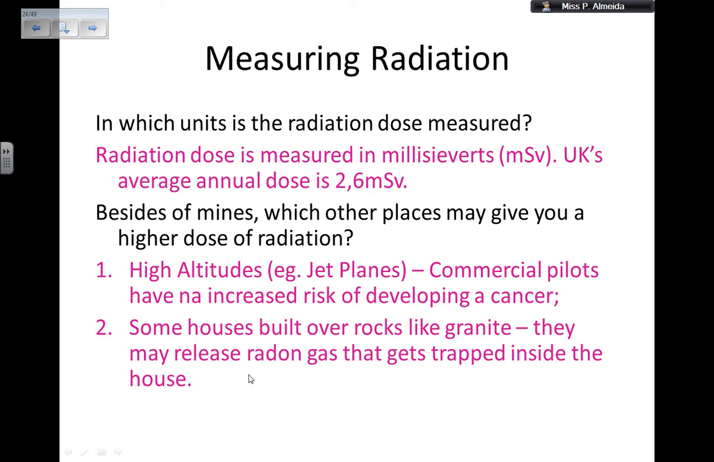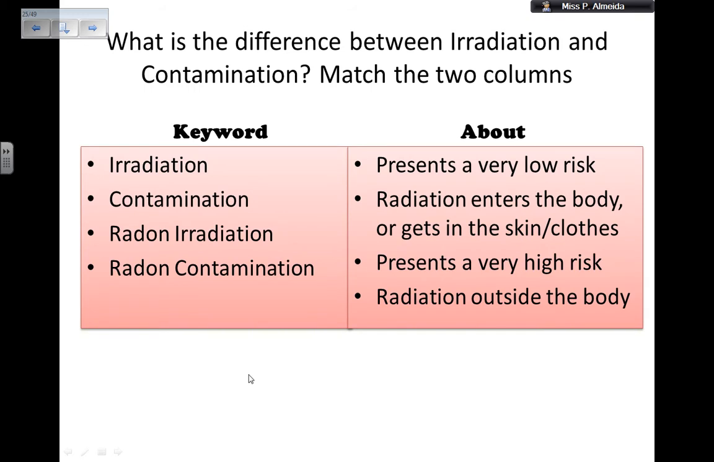So, when you are exposed to radiation, there is a difference. You can either get contaminated by the radiation or just irradiated, okay? So contamination, irradiation, okay? So what is the difference? And again, pause if you want to try it yourself. Irradiation is when the radiation is outside the body. Contamination is when the radioactive material enters the body or gets on the skin or clothes. So you can have irradiation but not get contaminated, okay? If you get contaminated, then the radiation either is in your body or it got onto your skin or clothes.